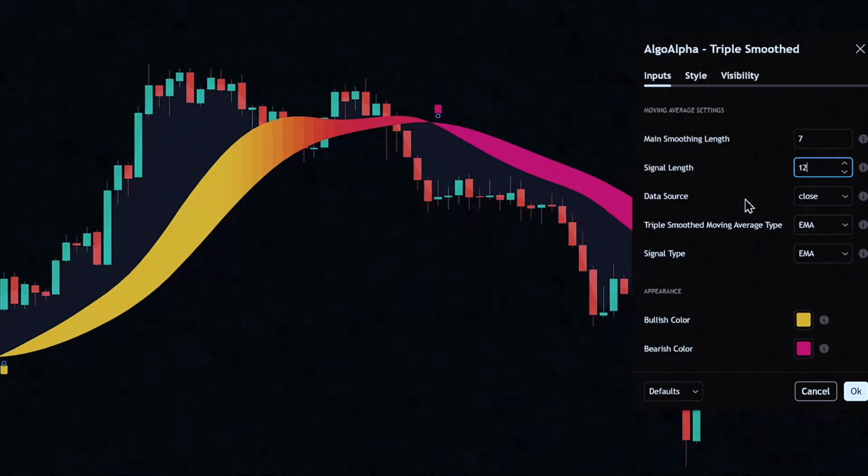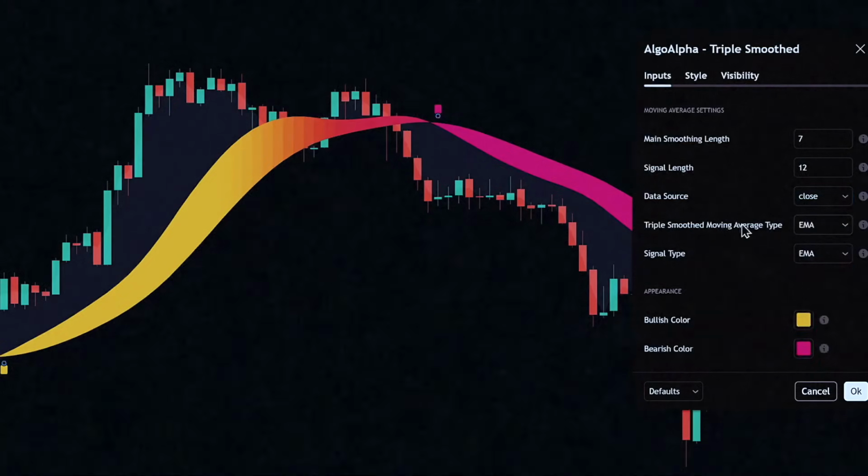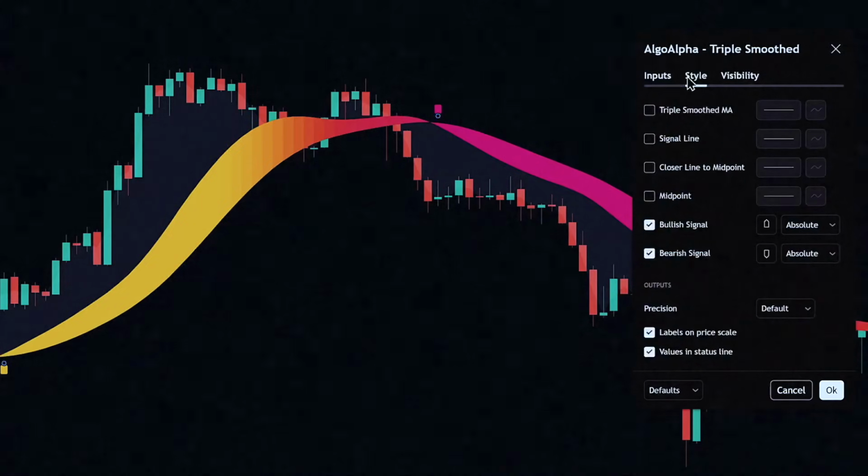You also get to choose the data source you want to use, like the close price, and select the moving average type for both the triple smoothing process and the signal line calculation. Down in the Style section, you can further tweak the look of your indicator by adjusting colors or toggling various visual elements on or off. For now, I'm just going to stick with the default settings and click OK.